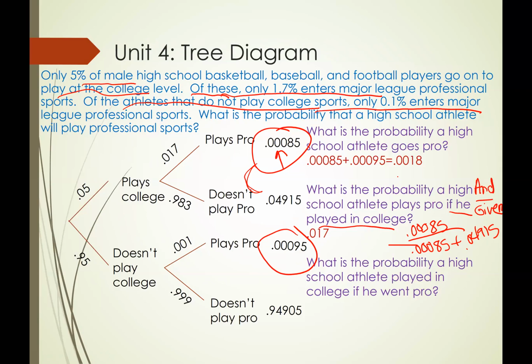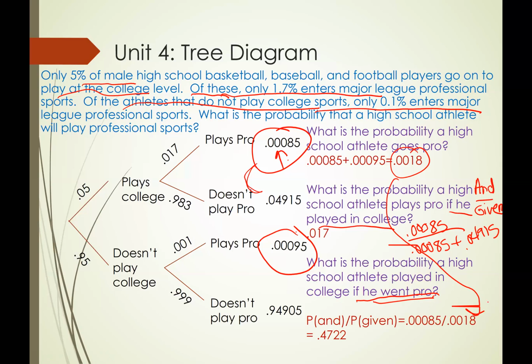For the next one, what is the probability a high school athlete played in college if he went pro? So now the given is that he went pro. So he played in college and he went pro, so it's still 0.00085 on top. But on bottom it says if he went pro. So the given is that he went pro, which are these two numbers, which we already calculated up here. And when you type that in, you get 0.4722.